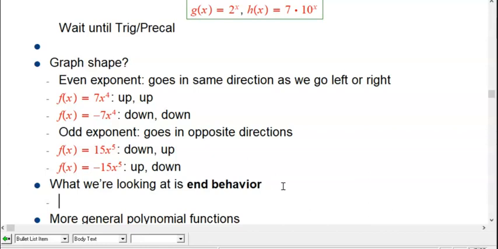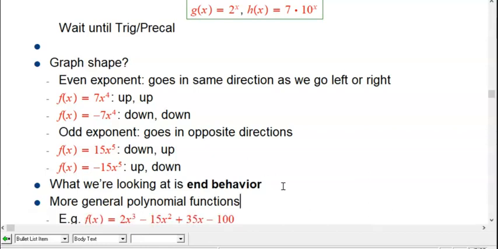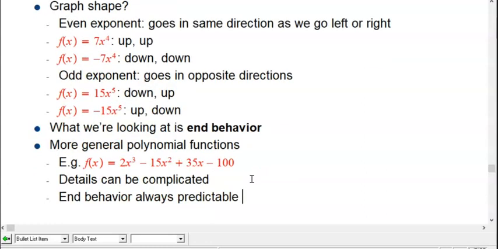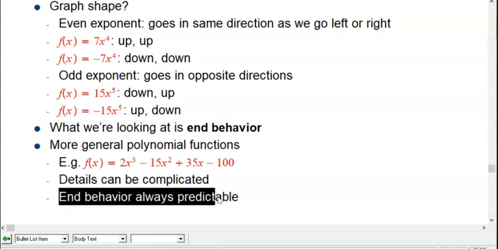And the cool thing is that even if we go to more general polynomial functions, it turns out the end behavior is still easy. So what we're going to be looking at in the next few days is a few of the details of what polynomial graphs look like. Getting absolutely all the details by hand is hard. It's a good place for using a calculator in a lot of cases. But one of the things that's easiest to predict is this end behavior. What happens when x is really, really large, either positive or negative?